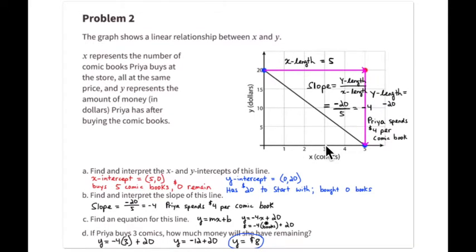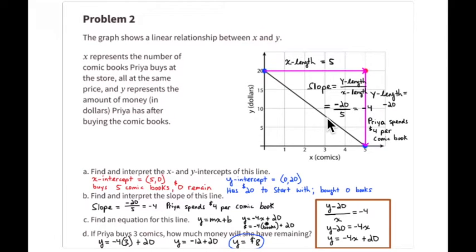So she buys 3 comic books. How much money does she have remaining? That's the $8 right there. She removes $12 and is left with $8.